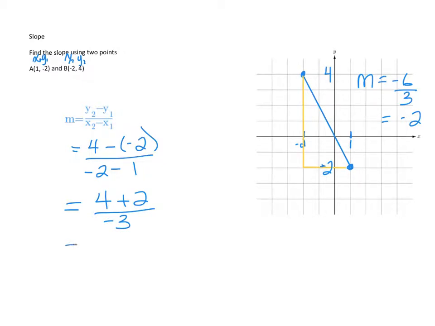That will give me 6 divided by -3, which equals -2. The exact same answer I got when I did it with the graph over here. So again, label your points, sub them into the formula, and it saves you from having to do the graph each time.